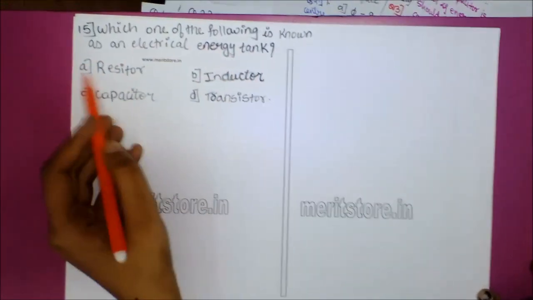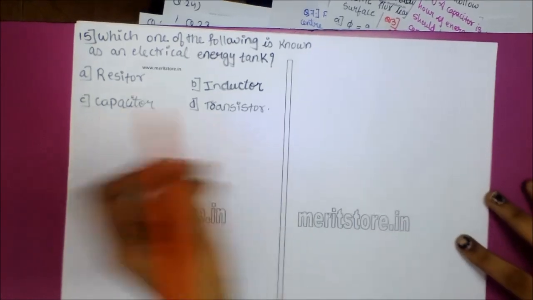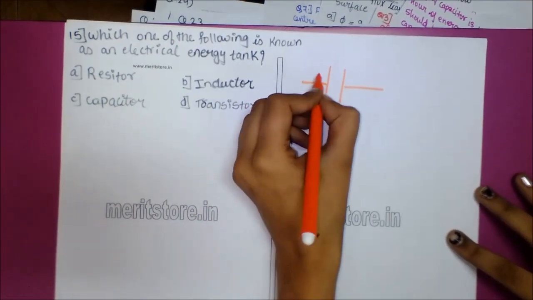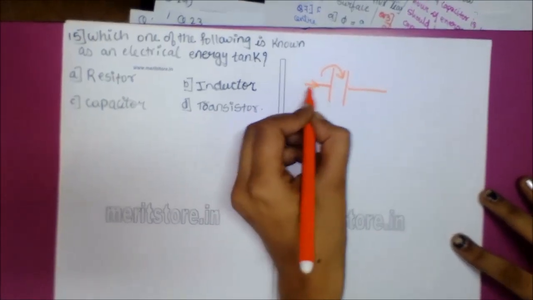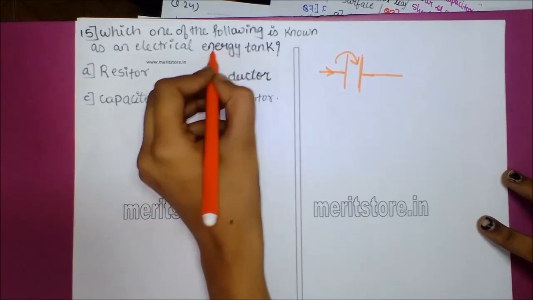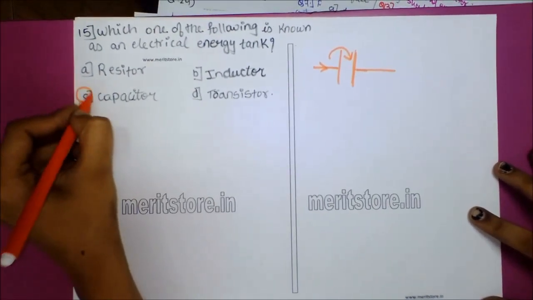15. Which one of the following is known as electrical energy tank? A. Resistor, B. Inductor, C. Capacitor, D. Transistor. Over here we have capacitors, which store energy. Whatever current is passing through it will first be stored, and hence they are known as energy tanks. These are also used for charging devices. Hence C, capacitor, is the correct answer.